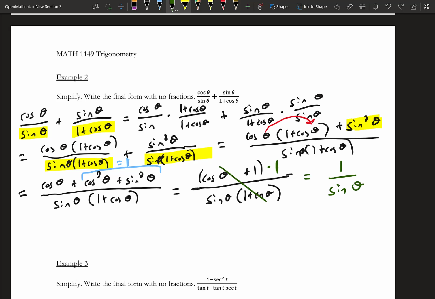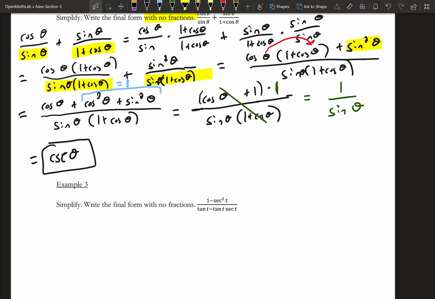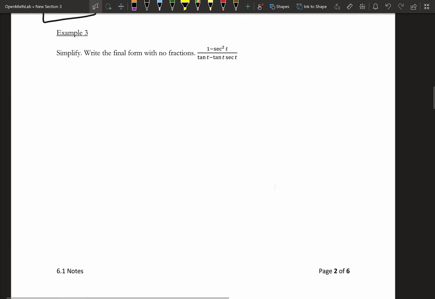So we're getting a lot closer. My answer is a lot more simplified, but I want no fractions. I can easily not have a fraction here, because 1 divided by sine theta is equal to cosecant of theta, and that's one of the identities. So that whole expression is just equal to cosecant theta. Notice so far we're just working some things through algebraically. Not too terribly difficult, not a lot of new material, just focusing on the algebraic skills with trig.